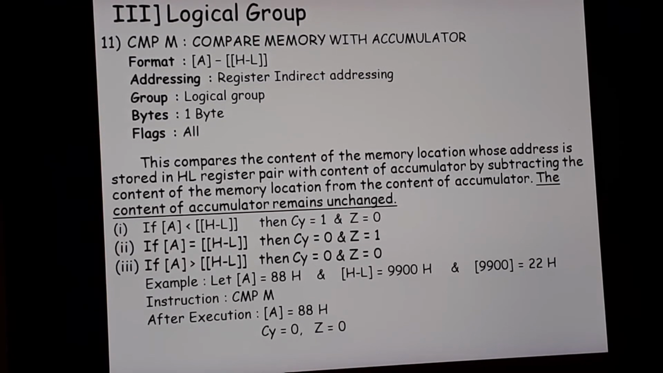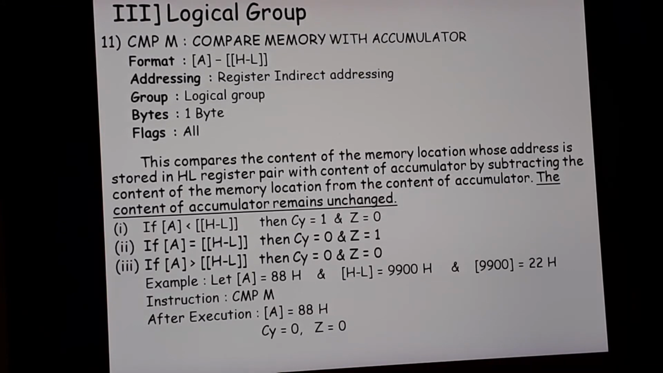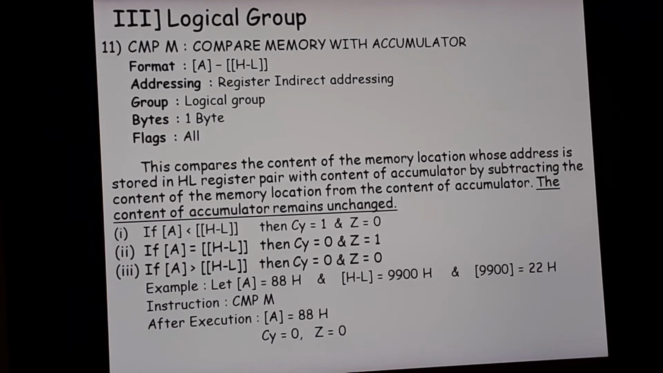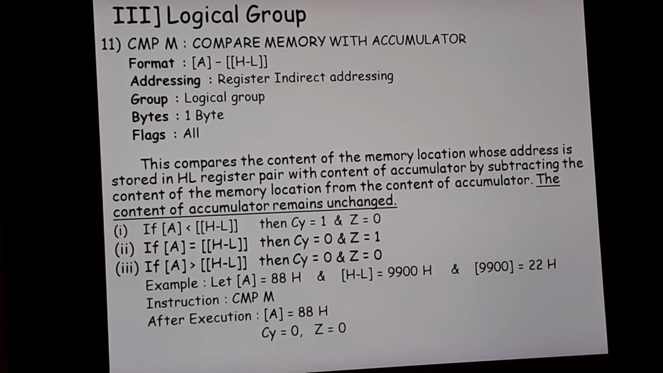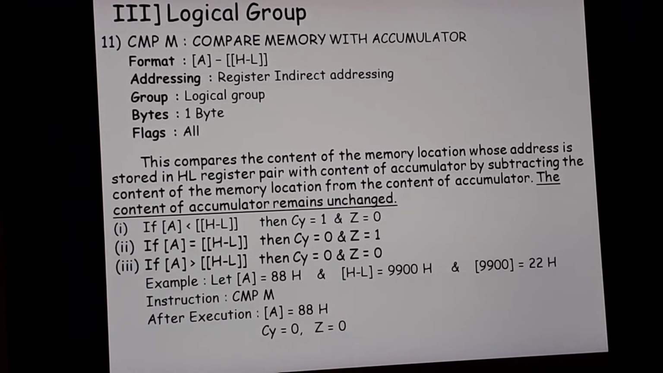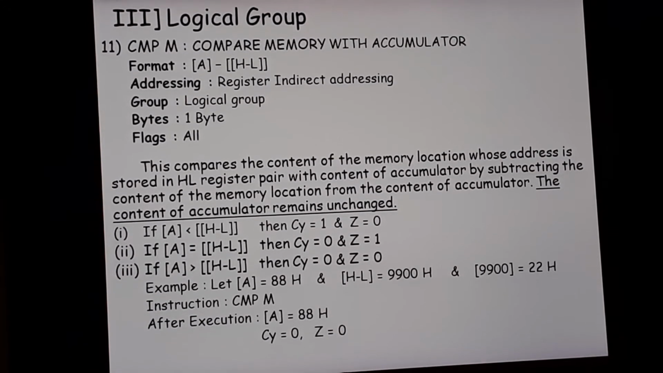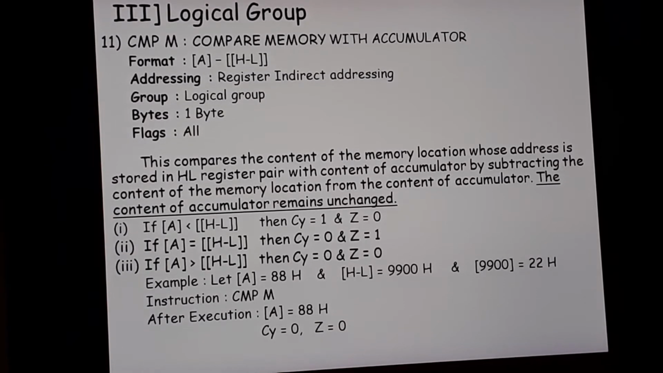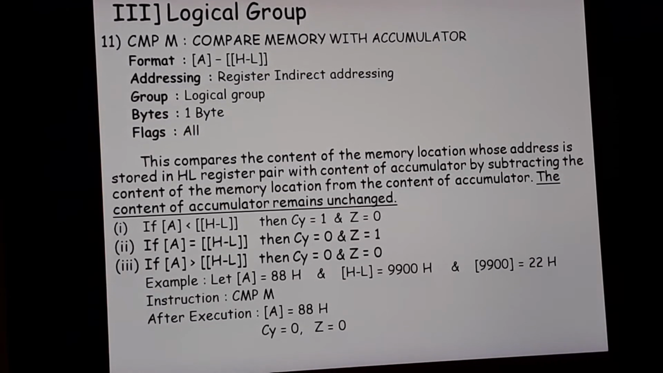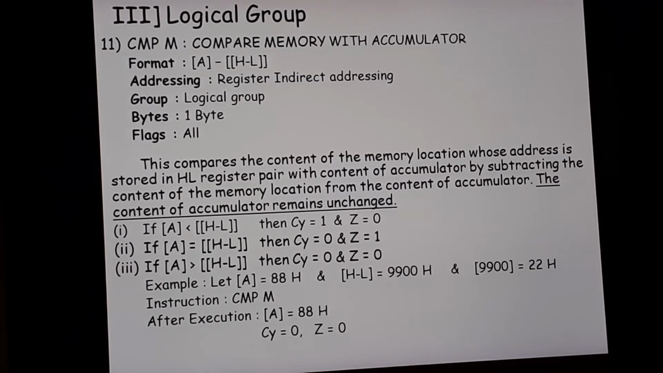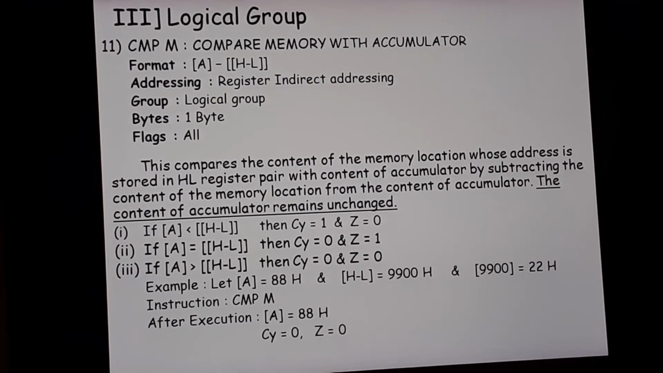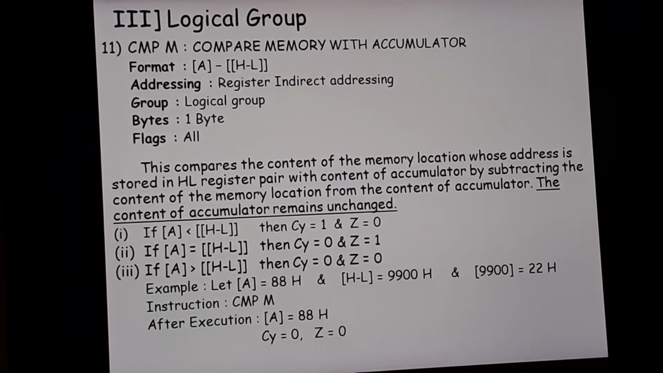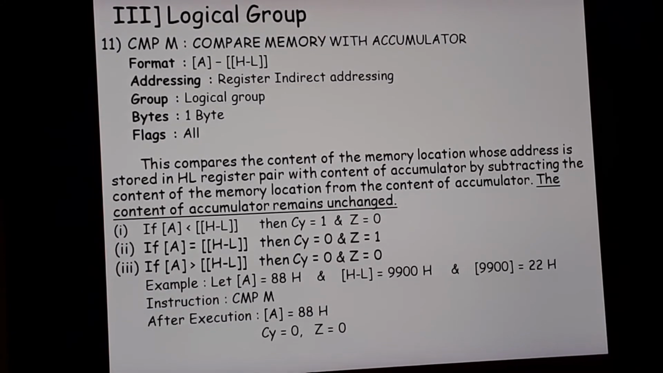Now the example that I have taken is A is equal to 88H. I have assumed the accumulator as 88H, and the HL pair you need to mention as 16-bit first and then 8-bit. So HL is equal to 9900, 4 digits which is a 16-bit number. Then that 9900 is equal to 22H. So 22 I have assumed as the 8-bit number for the HL pair. Now you will write the instruction which is CPI M. From this instruction you will see the content.